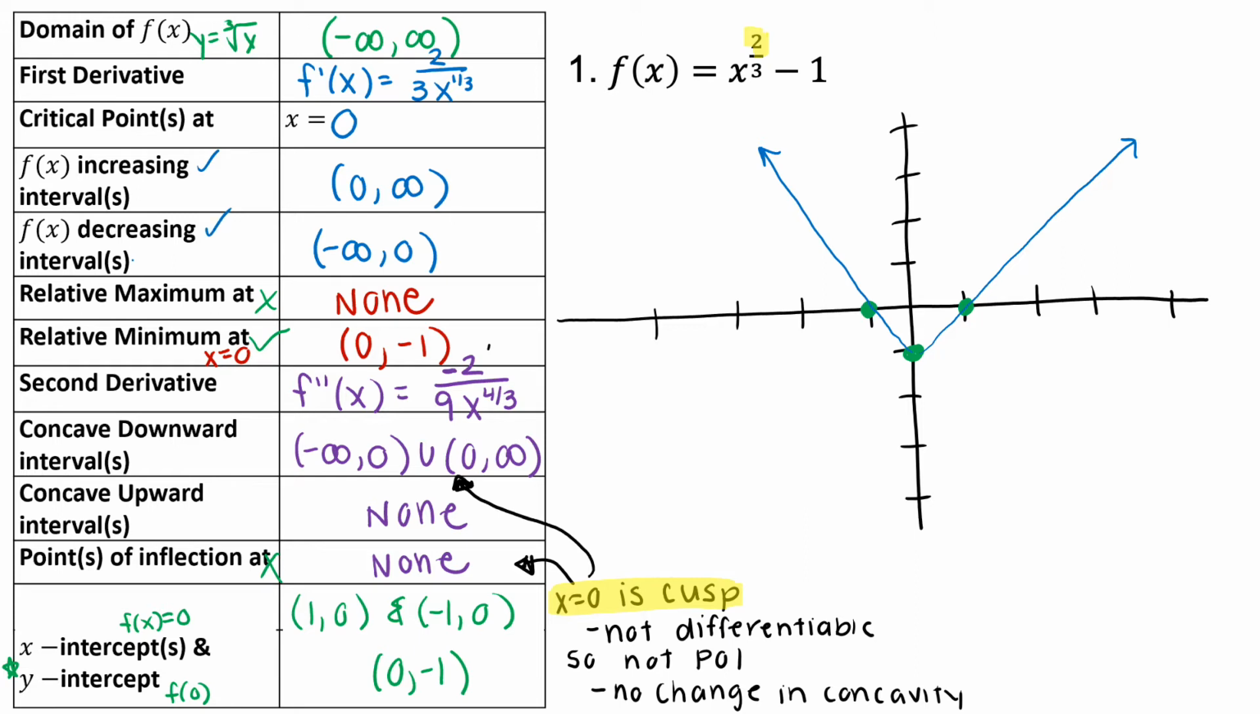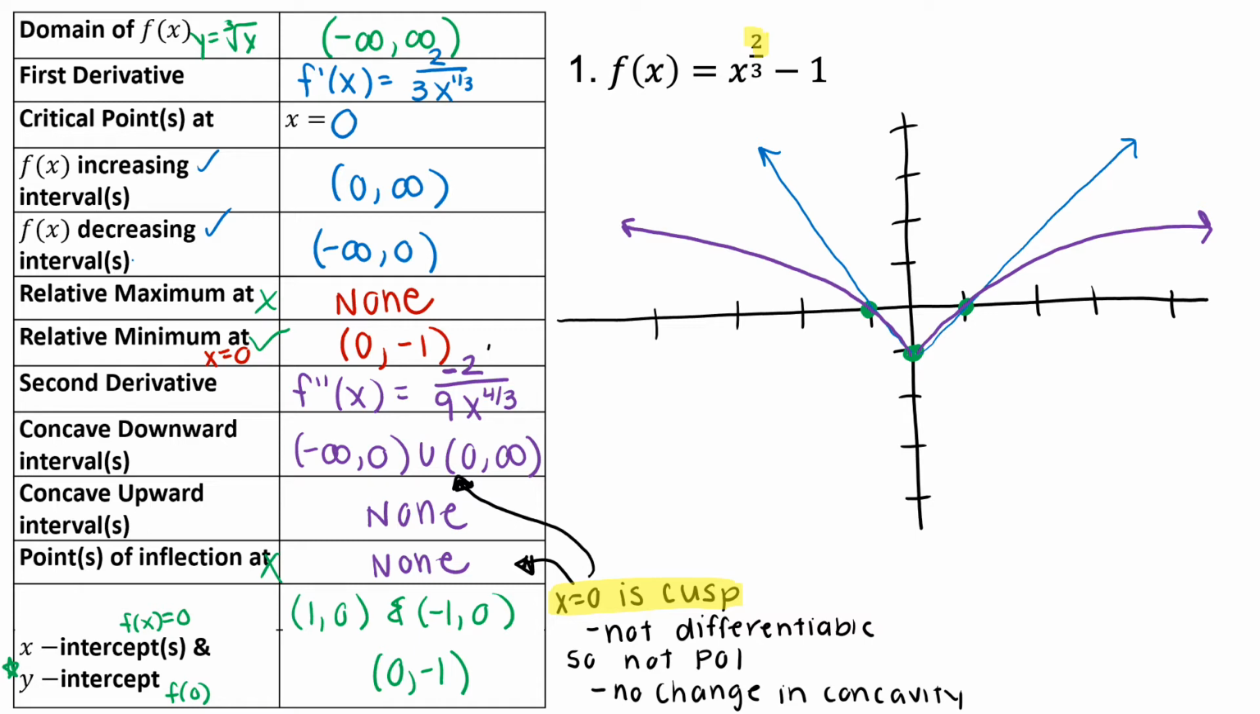And then finally, I want to look at my concavity. Now it says I'm concave down on my whole graph from negative infinity to 0, and then again from 0 to infinity. So I need to take both of those blue lines that I drew and make them curve downward, so that the tangent line is above them. So I'm going to curve them downward on the right and curve downward on the left.